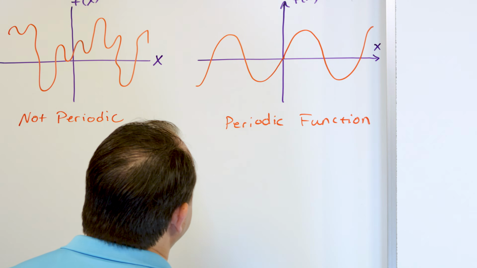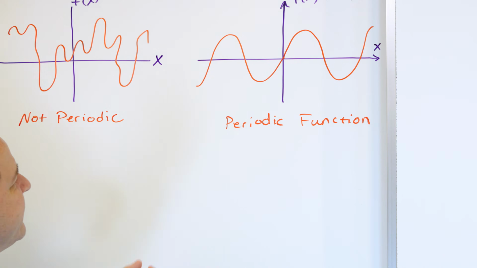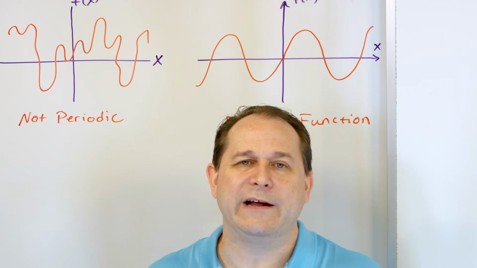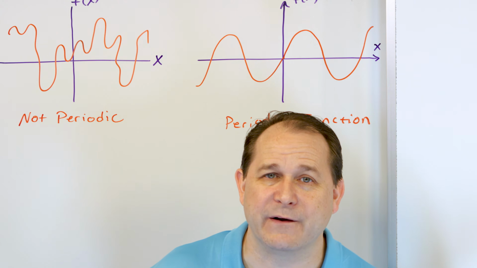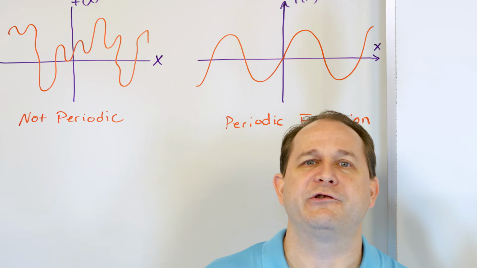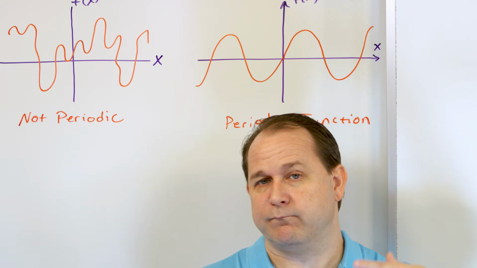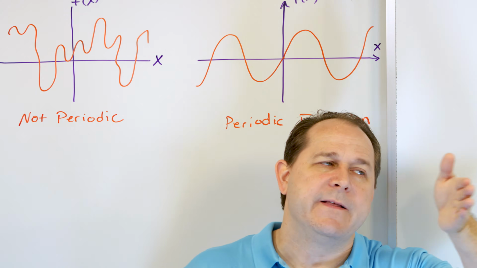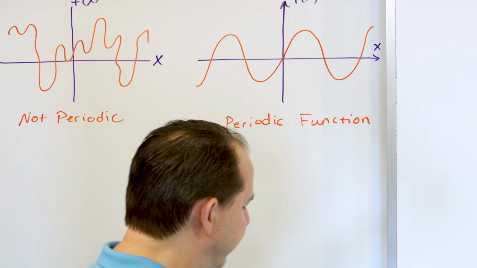Now, if we have a periodic function like this one, then we can say that it repeats over some interval. And the interval over which it repeats is called the period of the function. So when I tell you, here's a function, and the period is whatever, 5, then that is the distance along the x-axis that it takes for the function to start to repeat.